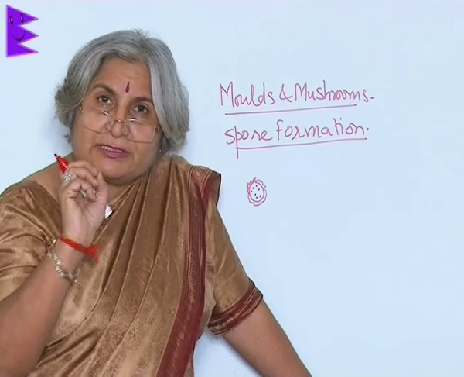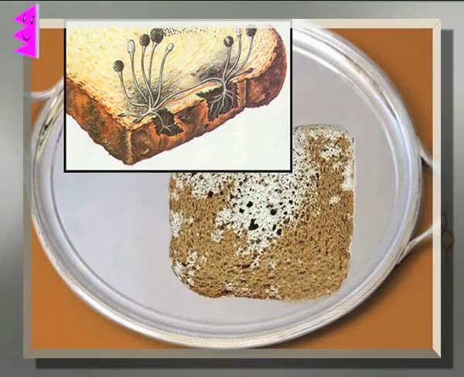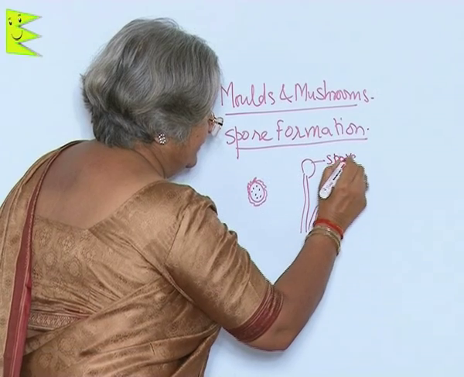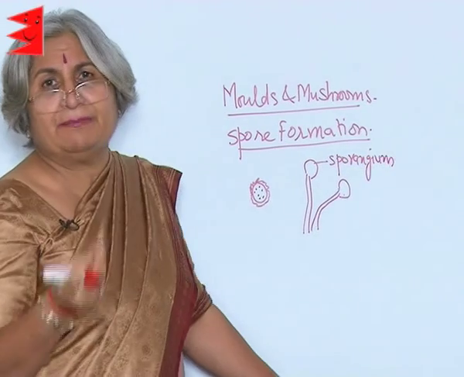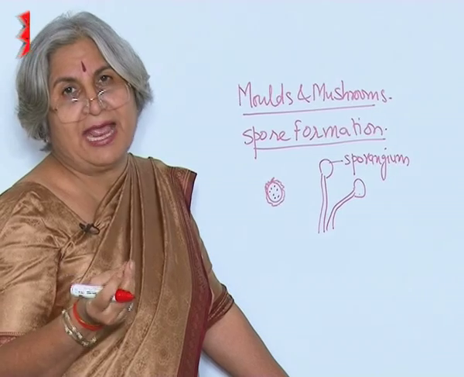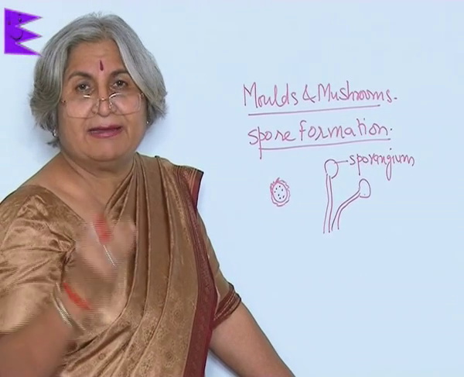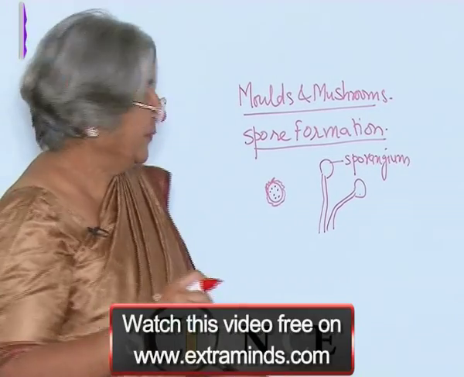Now, if you remove this black portion and see it under the microscope, you will see there are thread-like structures which have swollen or rounded bodies. These are called sporangium. Sporangium in simple language is a spore sac. It is a container in which there are spores.